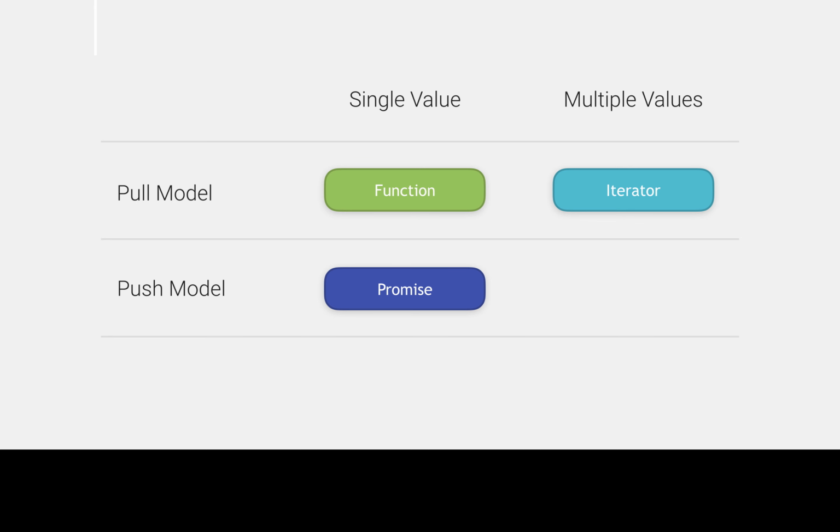But what about this intersection here? Push programming model with multiple values. Push model means that the consumer doesn't know when it's going to receive the value. But in this case, it's not just a single value. It's multiple values. And based on everything we've discussed so far, there's nothing that can fill this empty place here. And this is exactly what we're going to be talking about in the next lesson.